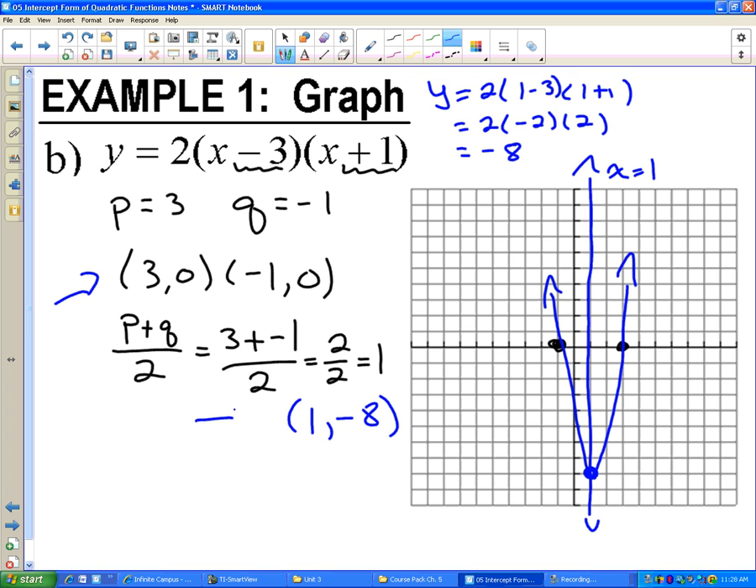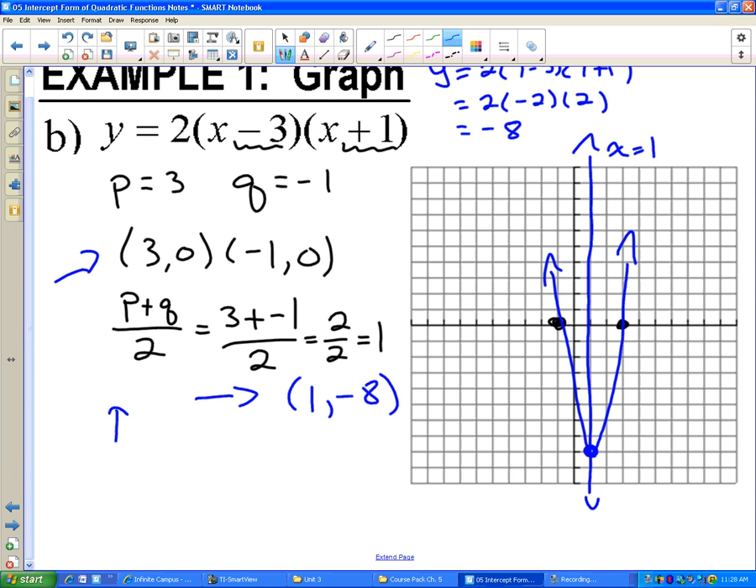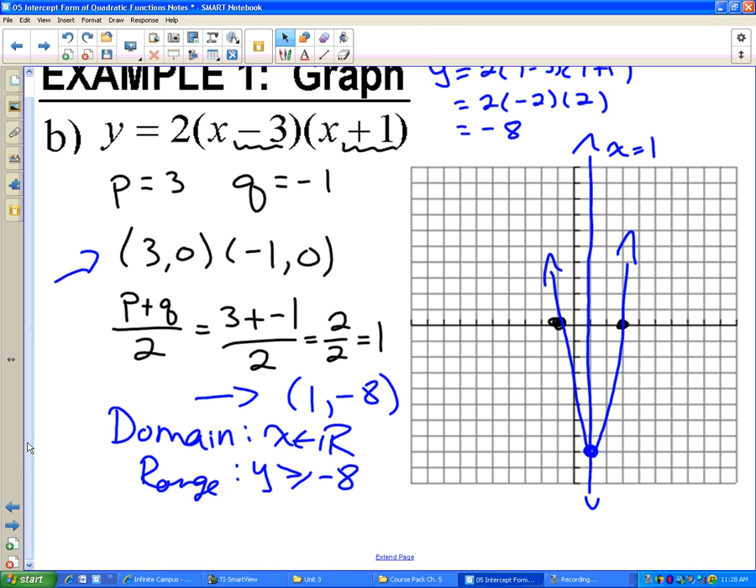I have my vertex. What's my domain? My domain, again, is x is an element of all real numbers. My range, y, since this is facing up, is greater than or equal to my y coordinate, negative 8. There's my graph. If I wanted to, could I use that special little motion that we did?